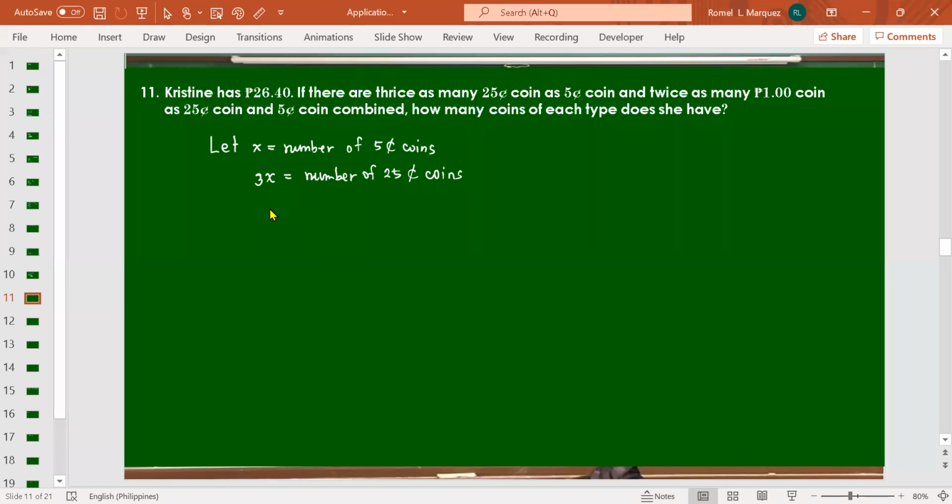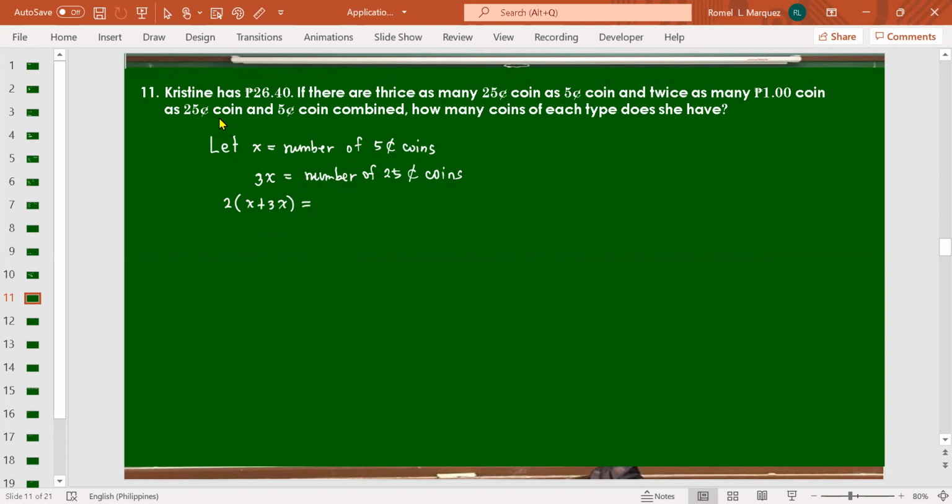Next, what about 1 peso coin? How much? I mean, how many? And twice as many 1 peso coin as what? Twice. Yung 1 peso coin, twice ng ano? As 25 coin and 5 centavo coin combined. As many 1 peso coin as 25 centavo coin and 5 centavo. So x plus what? 3x, right? Tama ba? Combined, di ba?